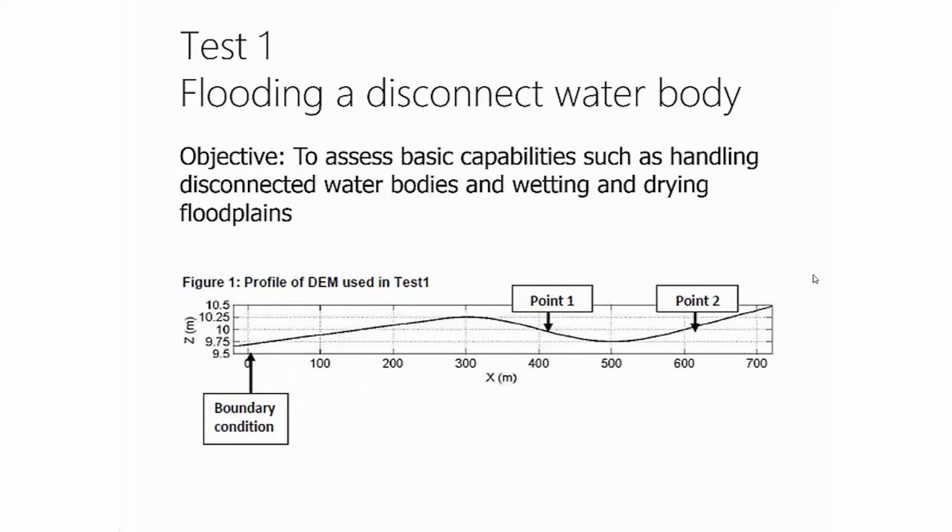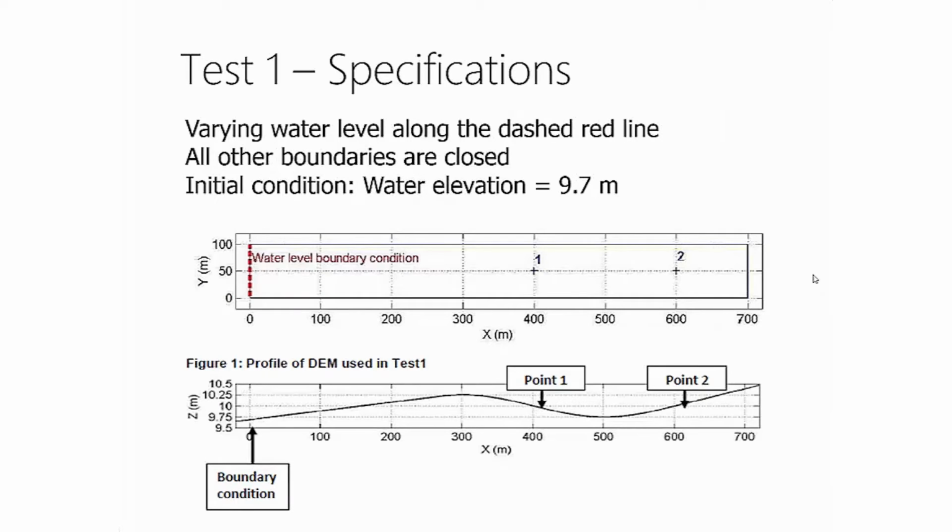So the first test was called Flooding a Disconnected Water Body, and the objective was to assess the basic capabilities such as handling disconnected water bodies and wetting and drying floodplains. In the screenshot, we have a profile of the DEM that was used for Test 1, and you can see on the left-hand side an inflow hydrograph was introduced at that location. Ultimately, we were interested in knowing what the time series were for the water surface elevations for point 1 and point 2. So a varying water level hydrograph was introduced along the dashed red line you can see in the first screenshot. All other boundaries were closed, and there was an initial condition that the water level was 9.7 meters at the beginning of the simulation.